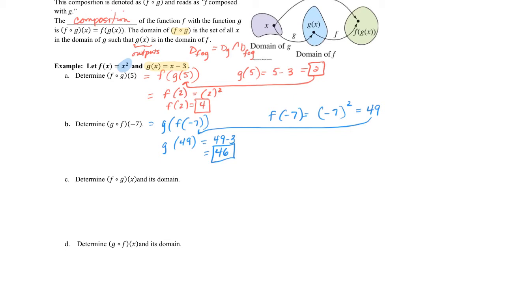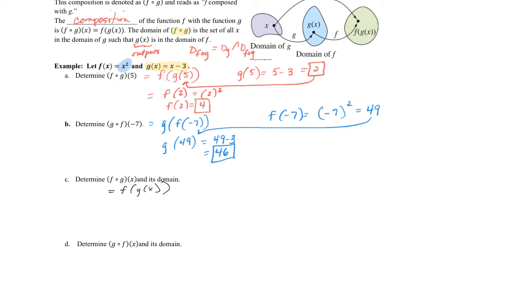So for parts A and B, we found f composed with g of a value and g composed with f of a value. Those are points on the graph, and so we don't have to worry about the domain. We've found the output value. For part C and for parts D and E, we're going to be finding the composition of the two functions, so f composed with g of x in part C, and then the domain. So we want to know what the domain is for the composition of the function. So for part C, we're going to find f composed with g of x, which is the same as f of g of x.